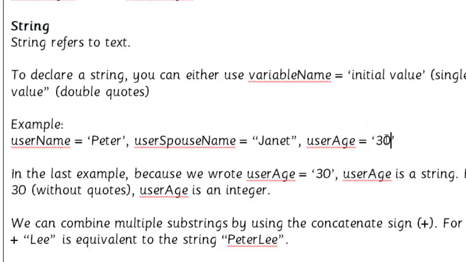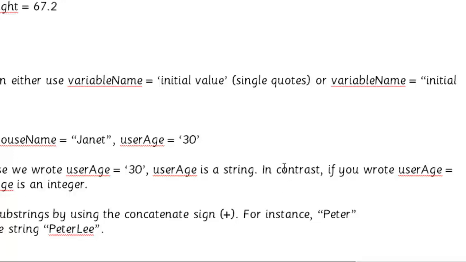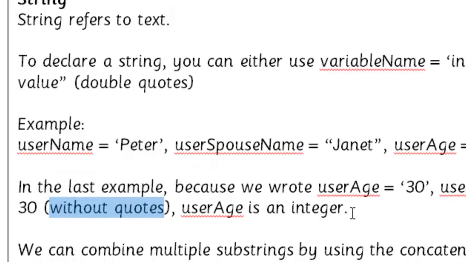User age equals 30. Okay, here is a number, but it is between single quote, right? So Python is going to deal with this as a string, because a string can also accept numbers. Okay, but it's going to know for sure that this user age is a string data type. In the last example, because we wrote user age equals 30 in between single quote, user age is a string. In contrast, if you wrote user age equals 30 without the quotes, user age is an integer. Very good.